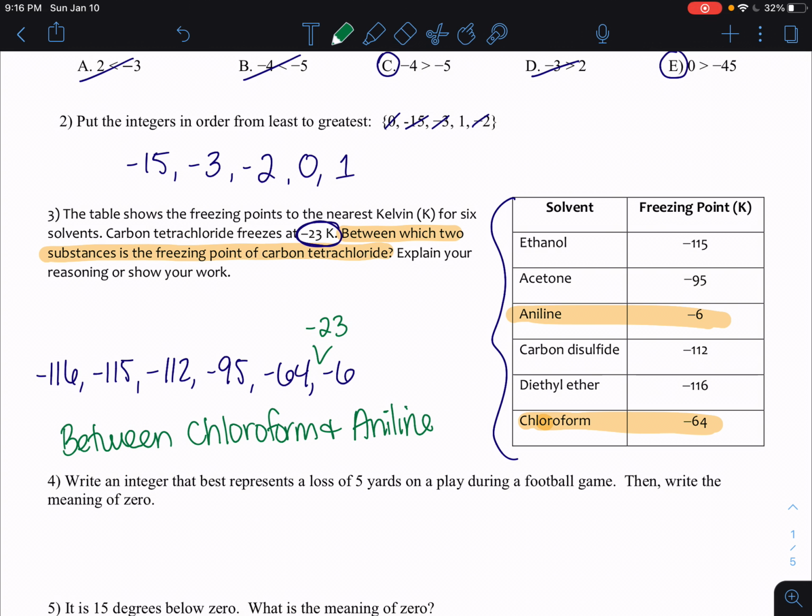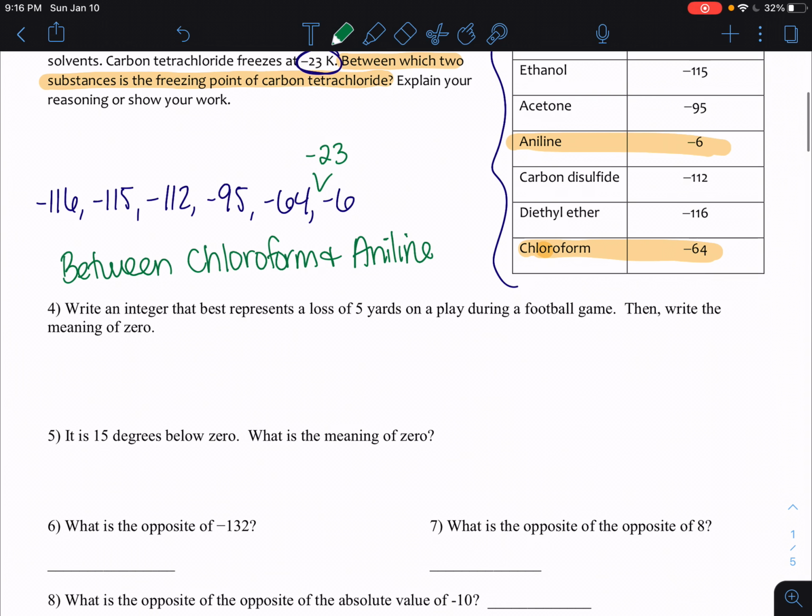Number 4 says to write an integer that best represents a loss of 5 yards on a play during a football game. Well, if I'm losing 5 yards, that means I'm going backward. And the meaning of 0 in this situation is going to be no change, because if I'm not gaining or losing, nothing's happening.